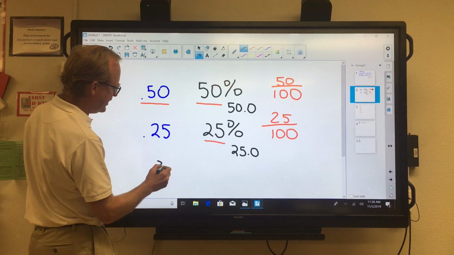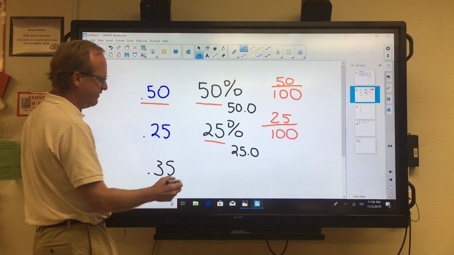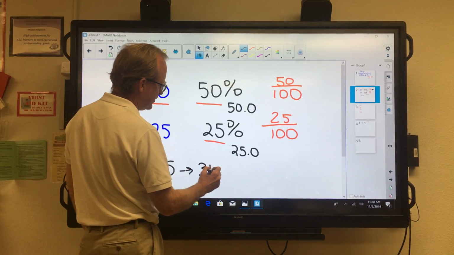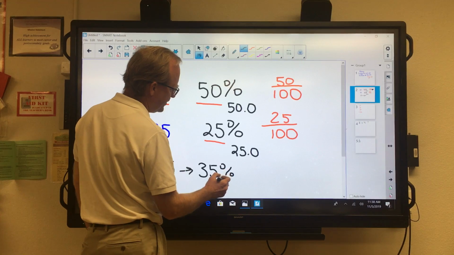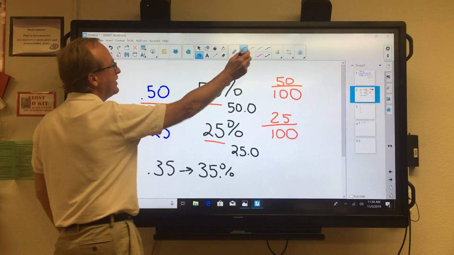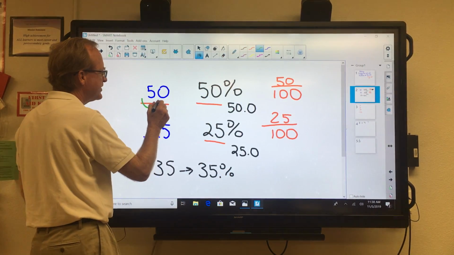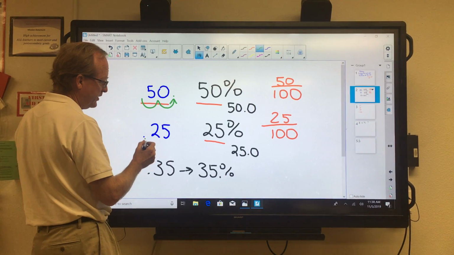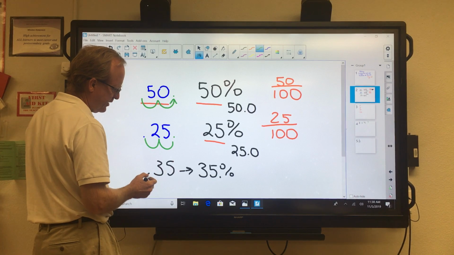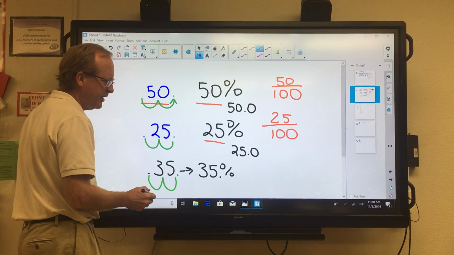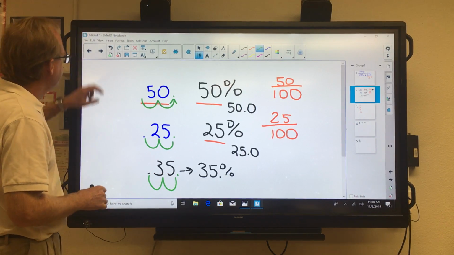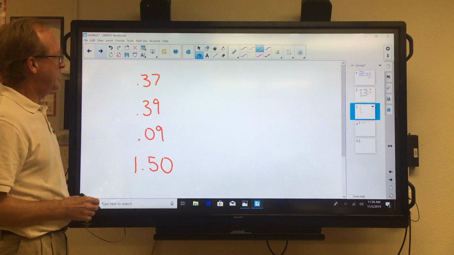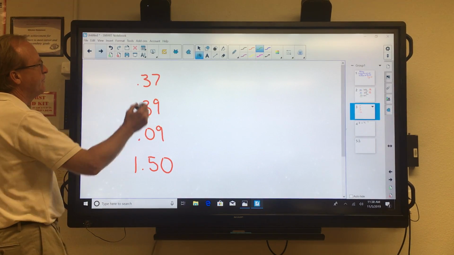If I did 0.35, that goes to 35. And if you've noticed a pattern, what you do every time is you move that decimal point over 2 to the right, 2 to the right, 2 to the right. Every time, 2 to the right. So here we're going to convert decimals into percents.